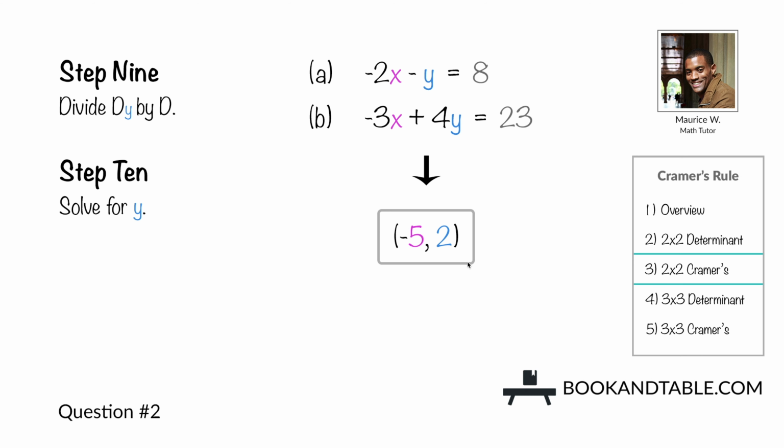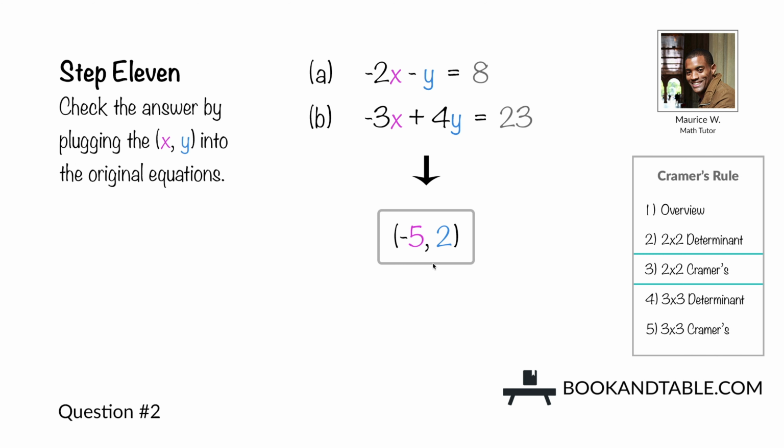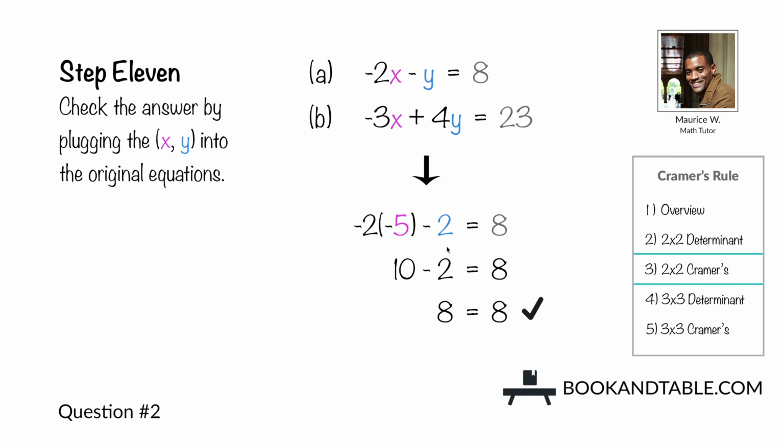And now we can check the answer by plugging the x, y, negative 5 and 2, into the original equations. That would give us negative 2 times negative 5, which is 10. 10 minus 2 is equal to 8, leaving us with the true statement 8 is equal to 8, confirming these are the correct values for x and y.